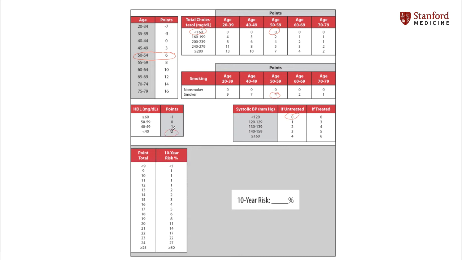So then you add those up. That's a total score of 12. So you come over here and say, oh, well, somebody who has a score of 12, their 10-year risk of heart attack or heart-related death is only 1%. So that person would be considered fairly low risk.